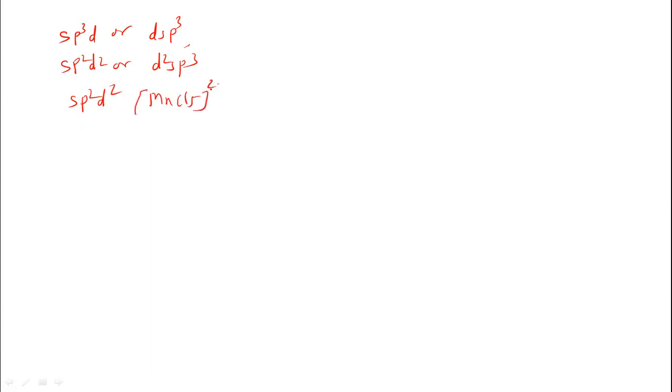So today we discussed sp3d or dsp3 hybridization, sp3d2 or d2sp3 hybridization, then sp2d2, for example [MnCl5]3-. Later on, we are going to discuss the third type, sp3d3 hybridization. An example is iodine heptafluoride.